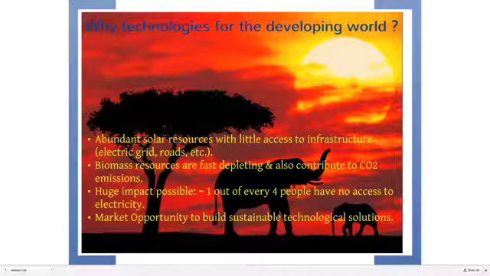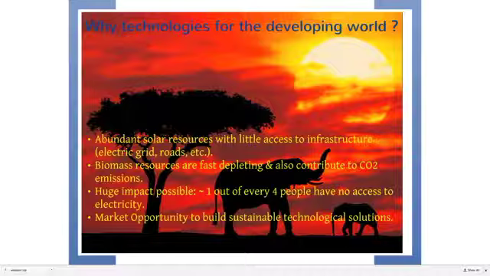Biomass resources are depleting very fast, as you may know. Biomass basically refers to forests and things that people burn, since the vast majority of human beings cook their food with plants or biomass. A very small percentage, like us, or the elites, live in places where you don't use that. And it contributes to CO2 emissions, so it's an important problem to solve. A huge impact is possible.